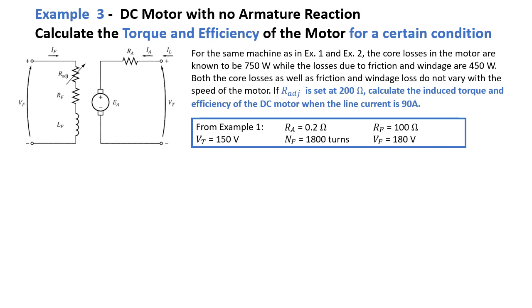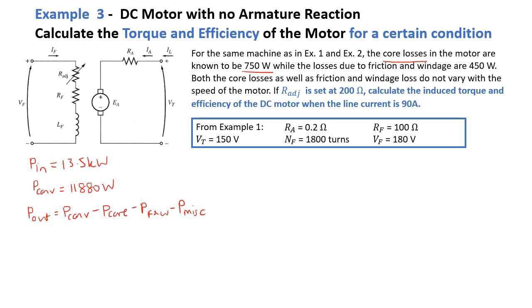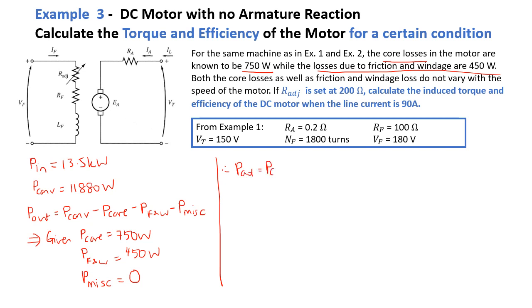Now that we have calculated the input power to be 13.5 kilowatts and converted power to be 11,880 watts, we can go on to find the output power, which is P converted minus the core loss, minus the friction and windage loss, and minus any stray or miscellaneous losses. From the question, it was given that the core loss, P core, is 750 watts, and the losses due to friction and windage are 450 watts. There's no mention of stray losses, so we can assume the stray and miscellaneous losses are 0.